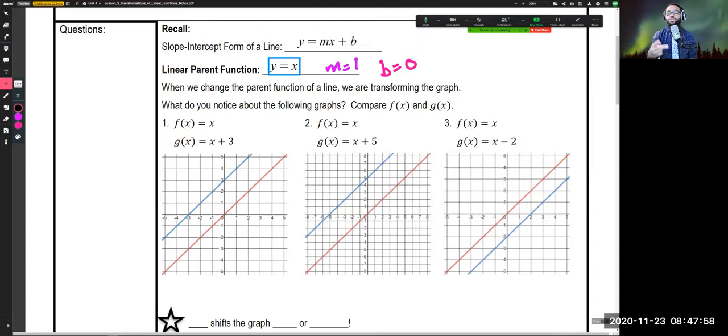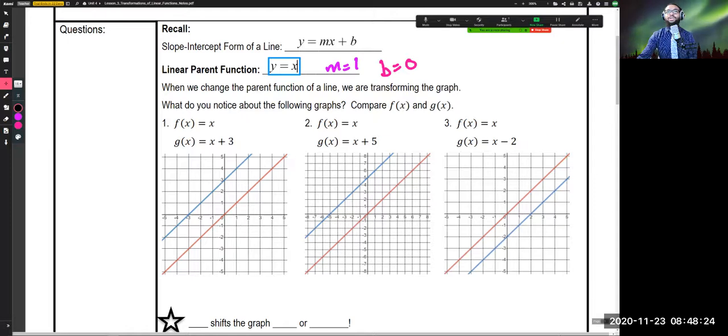But since we're working with two different functions, we don't want both of them to be y equals this and y equals that. So we gave them two different names. f of x is going to be our parent function, and g of x is going to be our transformed function. That's going to be the function that has a different slope and a different y-intercept than 0 and 1, or than 1 and 0, respectively.